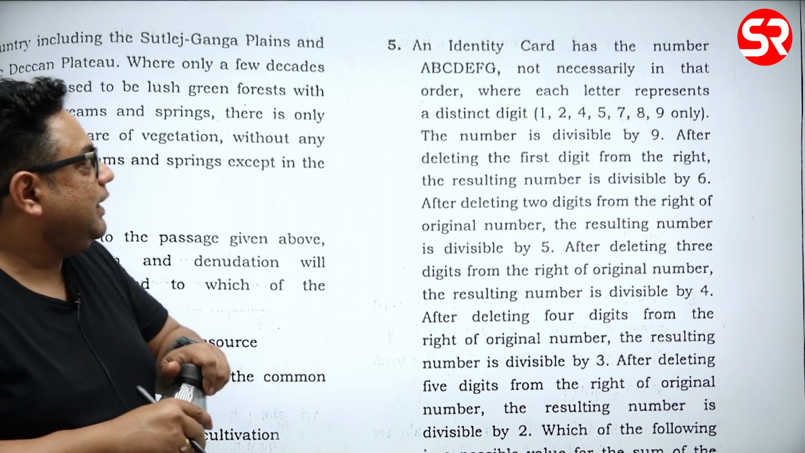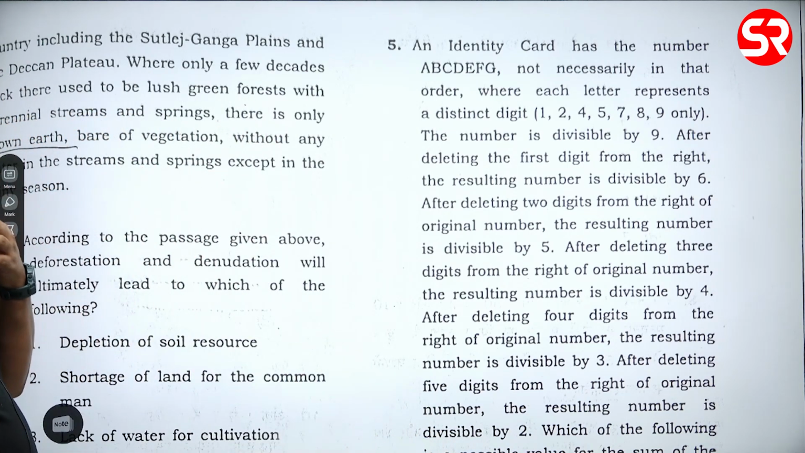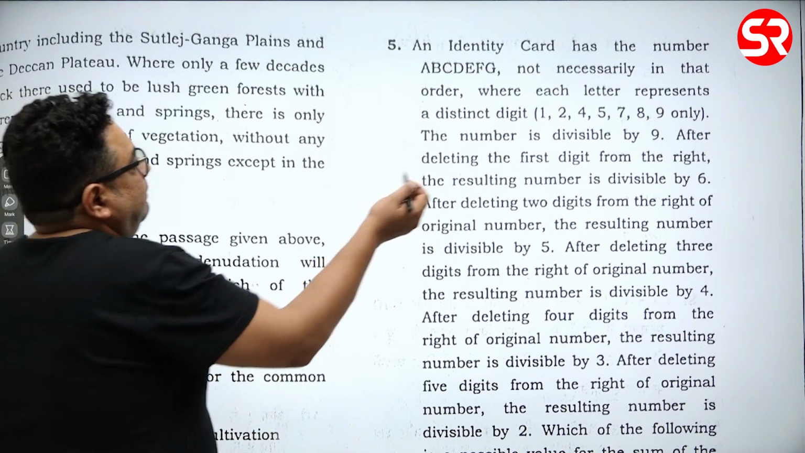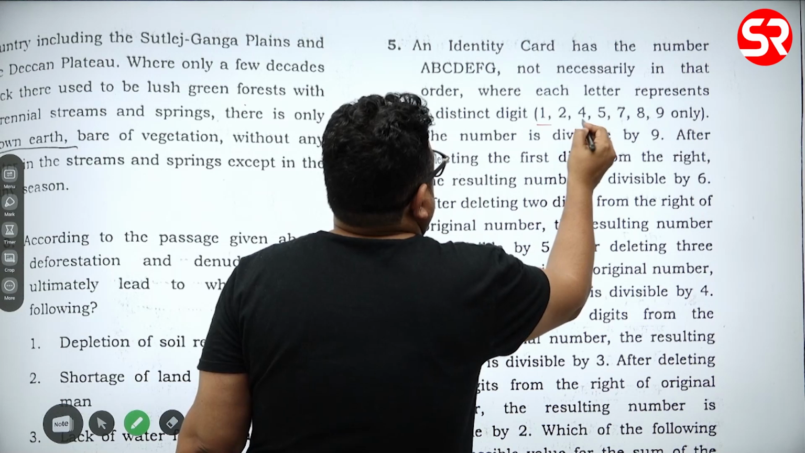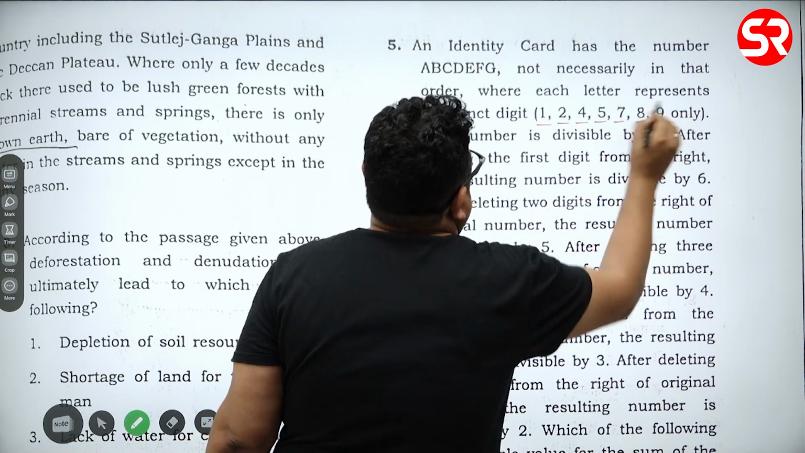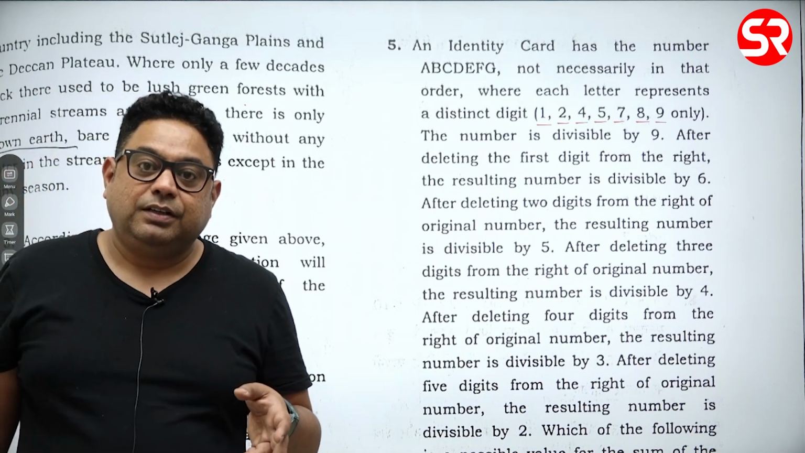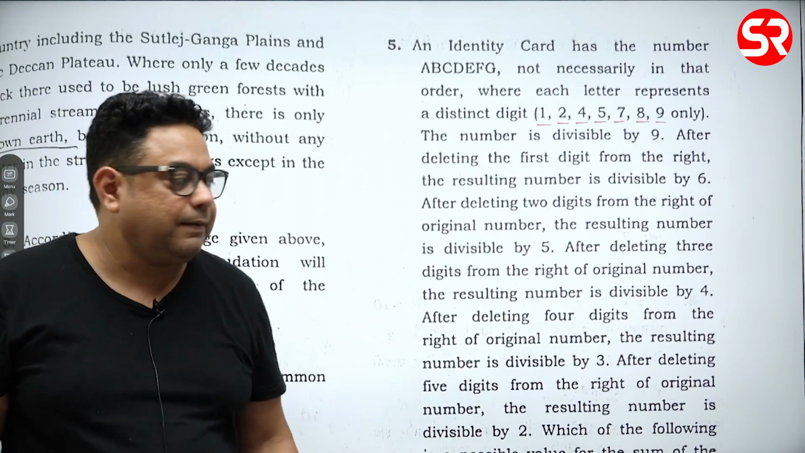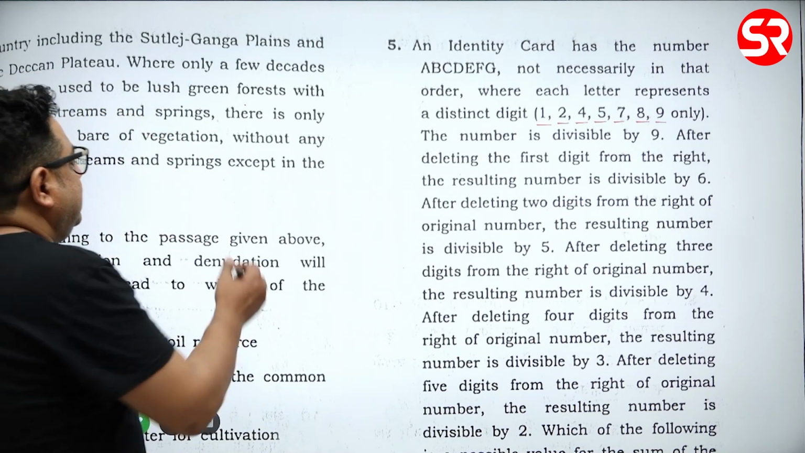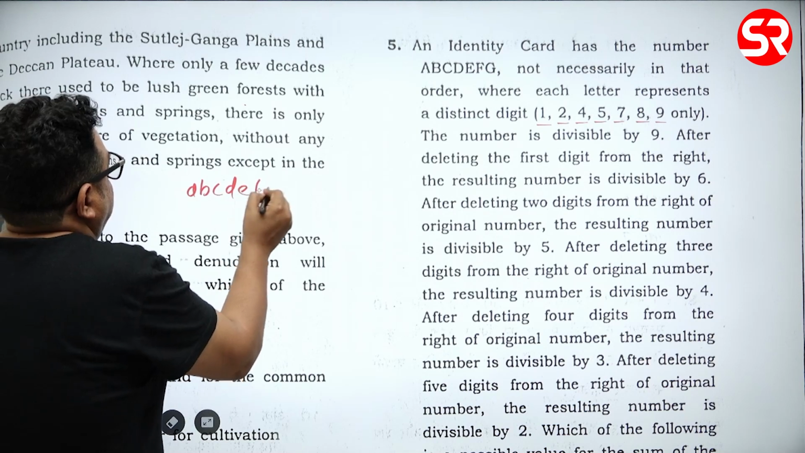A, B, C, D. An identity card has a number A, B, C, D, where each digit represents a distinct digit among 1, 2, 4, 5, 7, 8, 9. Which means 3 is missing, 6 is missing. That was important. 3 and 6 are missing, right? So there is only one multiple of 3, that is 9. So I just say A, B, C, D, E, F, G.